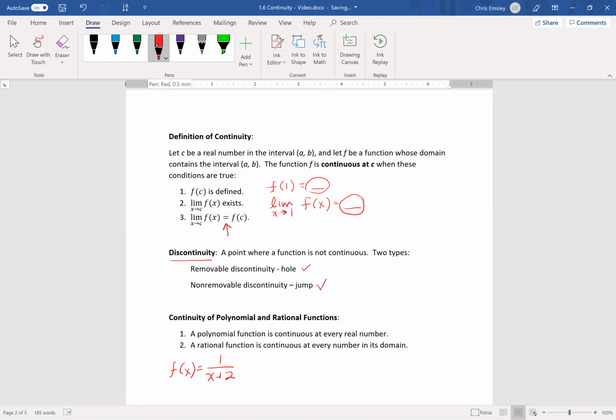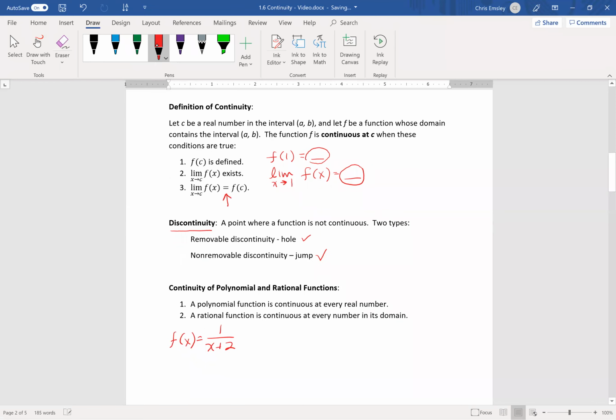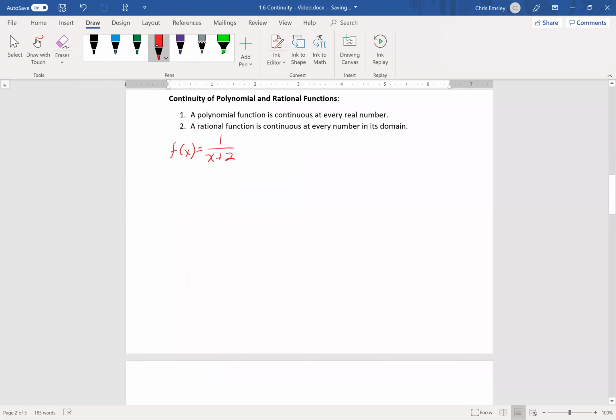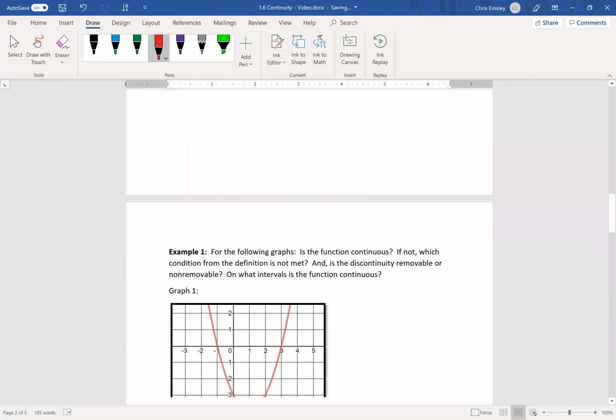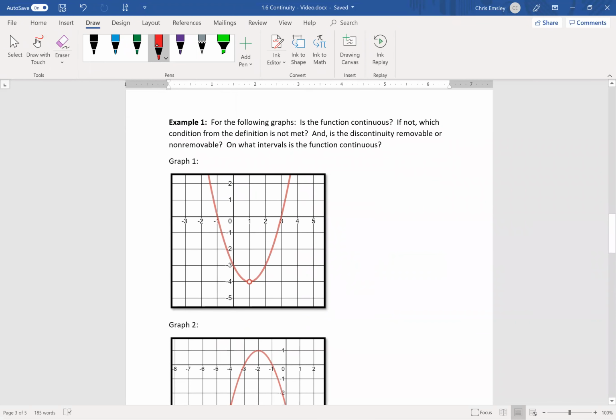Okay, so if you have a rational function and you're asked about continuity, you need to go back and look at its domain. And we'll get to some examples using those two ideas in a minute. So first of all, we're going to discuss continuity by looking at graphs.